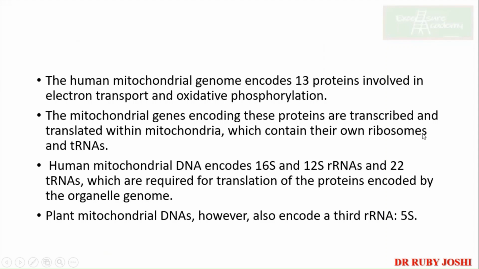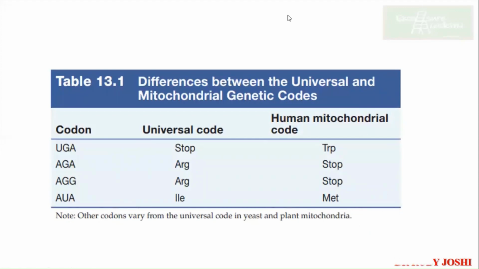See, we have got so many codons, right? 64 codons are there. But in the mitochondria case, we have only 22 tRNAs. Similarly, plant mitochondrial DNA also encodes a third rRNA, the 5S. This is important as part of your part B section where they ask a question. So universally, we know that UGA codes for a stop codon. But in the mitochondria, it codes for tryptophan. AGA and AGG code for arginine, but here they are stop codons. AUA is for isoleucine, here it is methionine. This is something you need to remember.